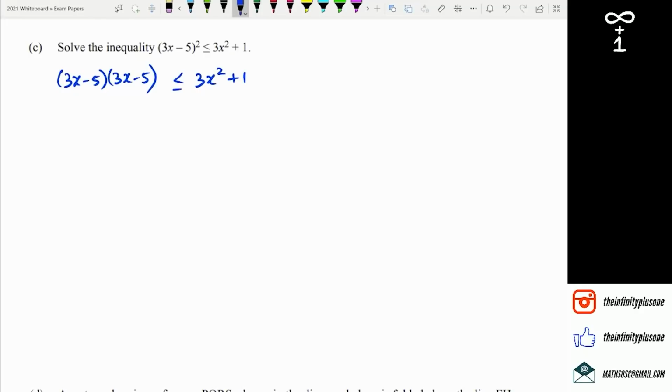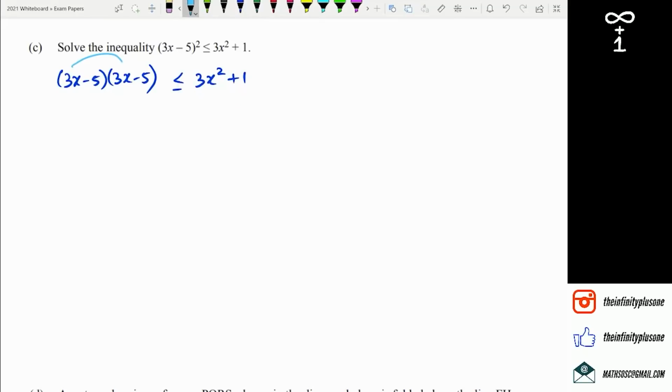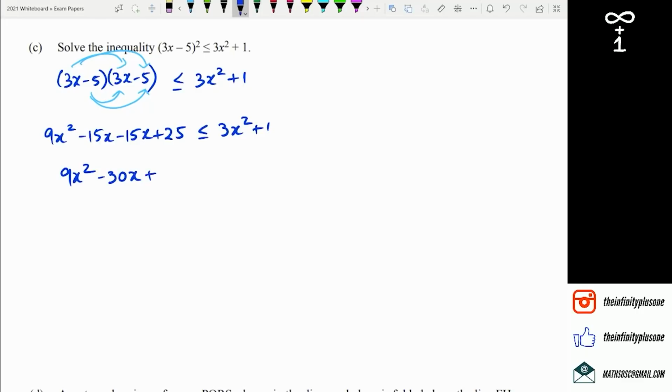So at this point, I need to expand the brackets on the left-hand side. Once again, using FOIL or whatever method you want to use. It doesn't matter, there are so many ways of doing this. I'm going to end up with 9x squared minus 15x minus 15x plus 25. And that's less than or equal to 3x squared plus 1. So I've got 9x squared minus 30x plus 25.